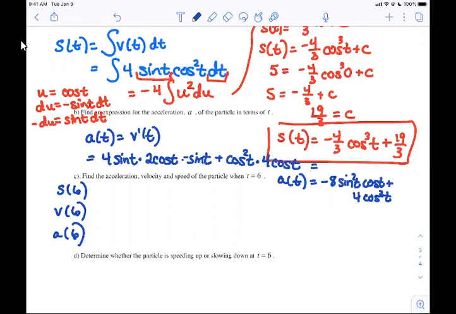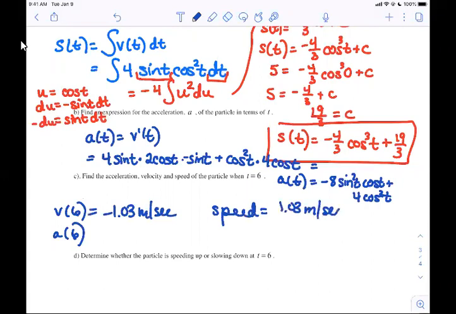Oh, it didn't say position, it said speed, sorry. I didn't need position. So silly. So I got velocity was -1.03 meters per second. So then the speed is 1.03 meters per second. I got acceleration was 2.94 meters per second squared. Are you guys getting that?